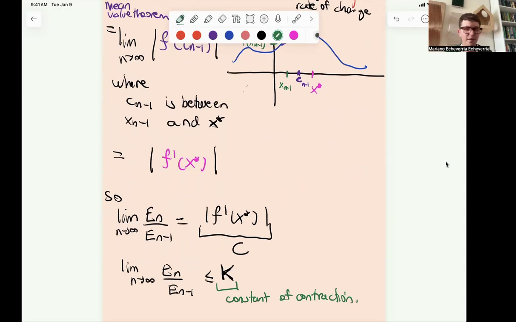So if you have a function that is a contraction, that tells you that the ratio of the errors cannot exceed that contraction factor, which is a useful thing to know because it gives you a way to estimate after how many steps you will be within a certain amount of the limit. So it's a more precise estimate of the limit, basically.